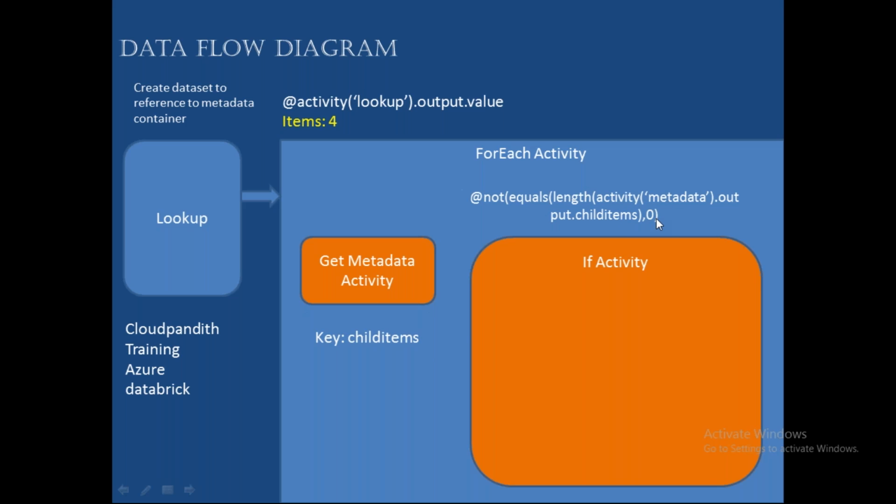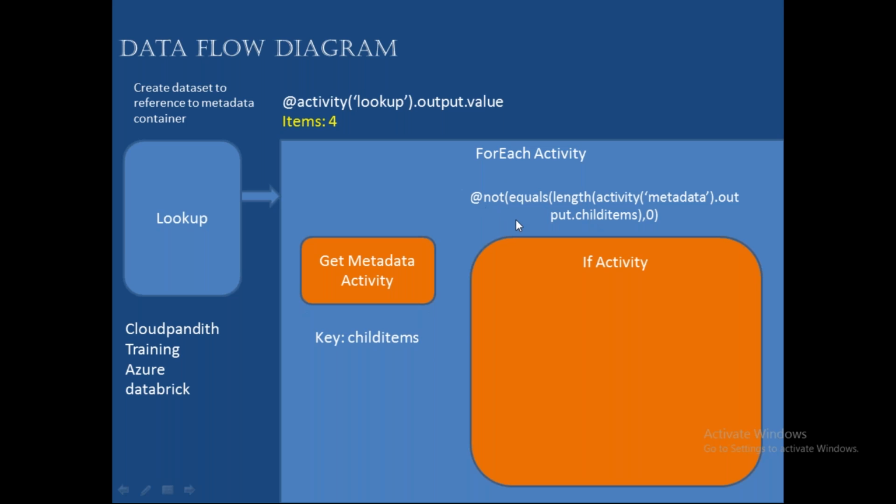Length means it will give you the count. File count, if it is 2, it will give 2. So now, when I compare it equals to 0, it is going to return true. Equals means what? If the length of the child items is 0, meaning I don't have any files, it is going to return true.